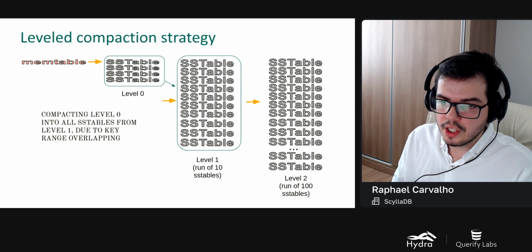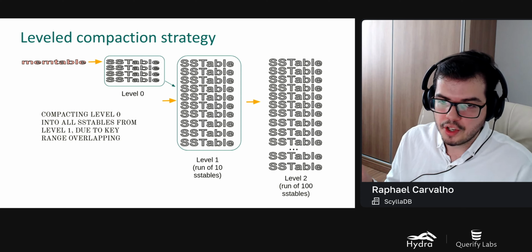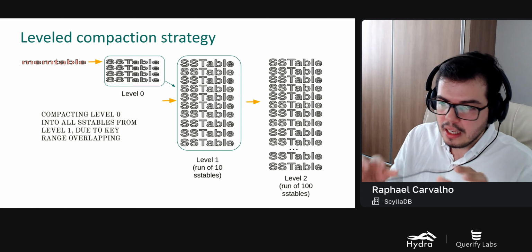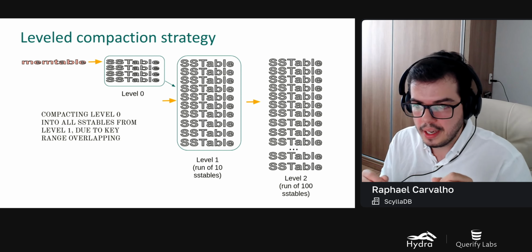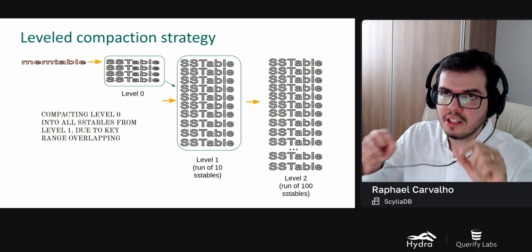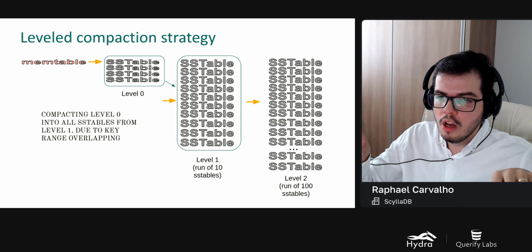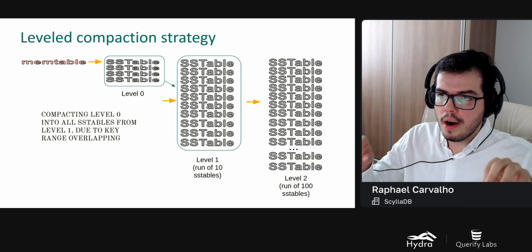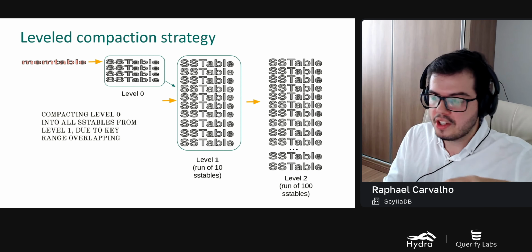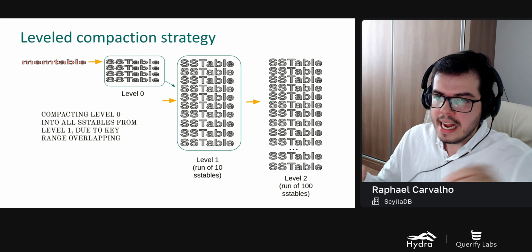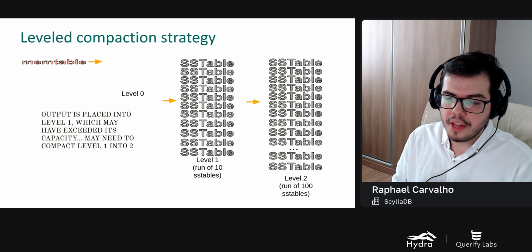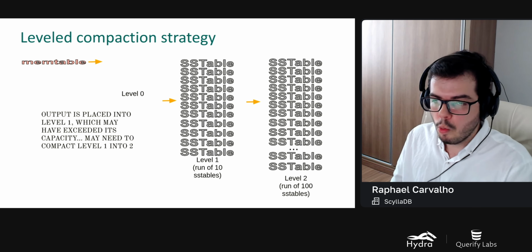So we can see that when we want to compact, when we have enough files in level 0, I think it's worth mentioning that level 0 acts more like the tiered policy, because it's like a staging level where we can allow the files to accumulate before compacting level 0 into level 1, and that's what reduces the write amplification. So the output is placed into level 1.